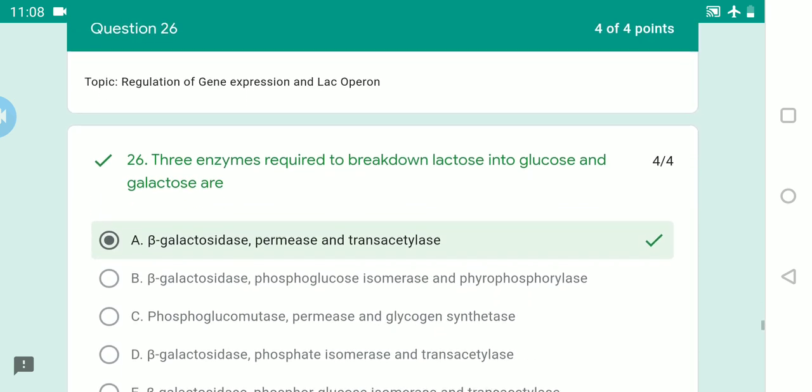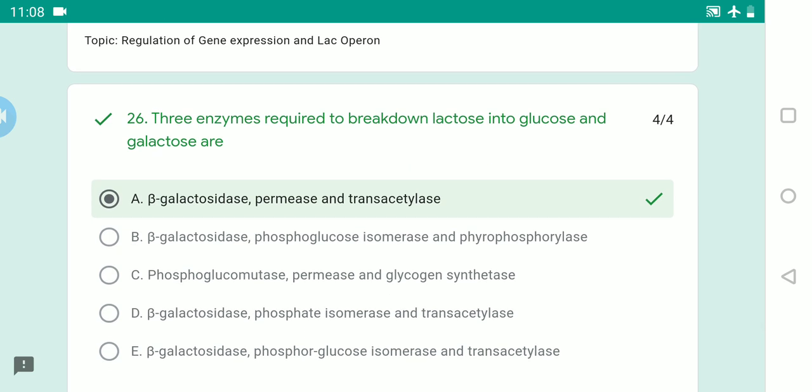The next question is also related to the same topic. Name the 3 enzymes required to break down lactose into glucose and galactose. Just see the lactose concept so that you can easily identify. There are 3 names of the enzymes which are related to the conversion of lactose into glucose and galactose.